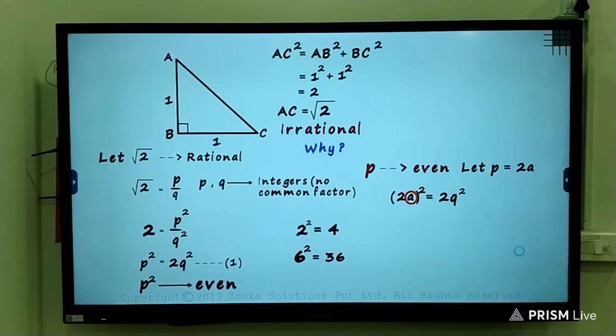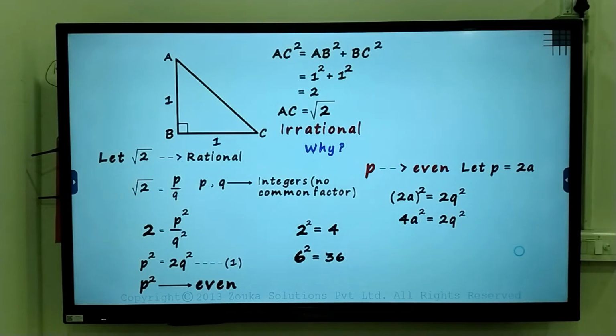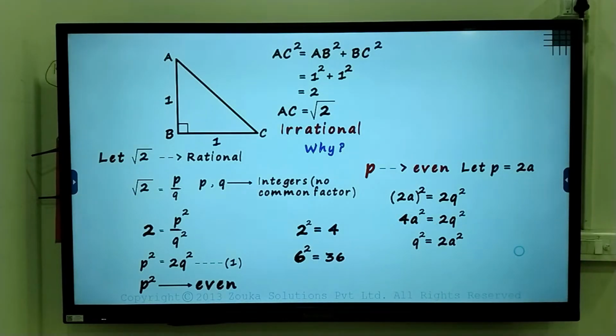A can be any constant. Opening the brackets, we get 4a squared equals 2q squared. Cancelling out the common factors, we get q squared equals 2a squared. Observe the right hand side. It's 2 multiplied by something, which means that q squared is also even, which means that q is also even.